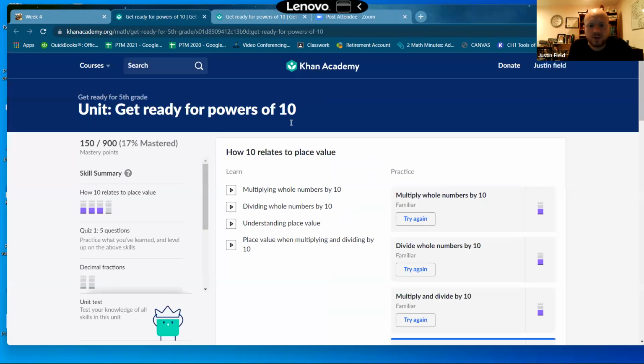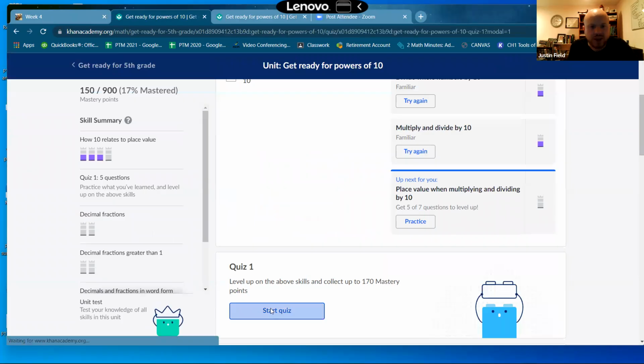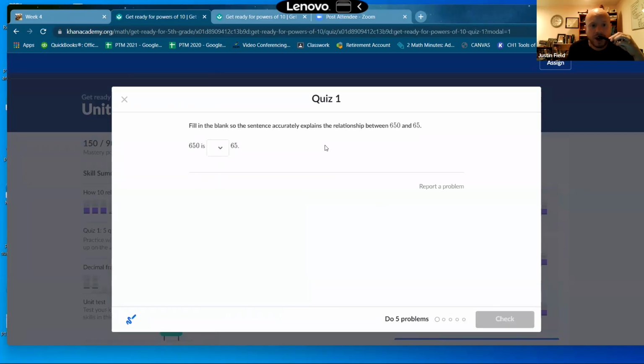Now let's do the powers of 10. Quiz 1 and 2 and powers of 10. Don't worry, you guys are doing really good. Okay, fill in the blank. So we're gonna do an inequality, right? So how much more is it? If there's 1 zero, it's 10 times as much. Not 10 more than, 10 times as much.